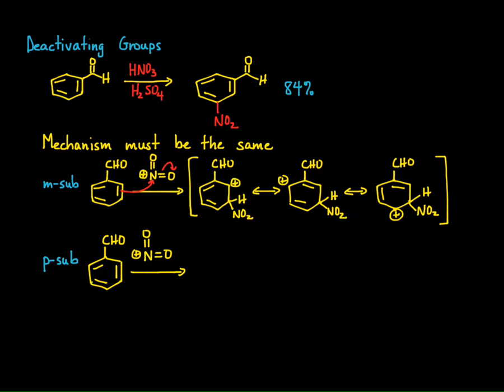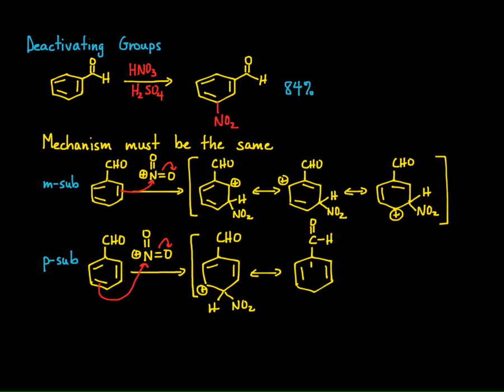So meta substitution, again, is going to be the same thing. So now I'm going to take the pair of electrons on the ring that's bottom and donate it to the nitronium ion. I generate the carbocation where it is now meta to the aldehyde, and I can draw my resonance structures, right, placing the carbocation on the carbon connected to the aldehyde, and then on the carbon on the right-hand side of the aldehyde. And so again we see three resonance structures.